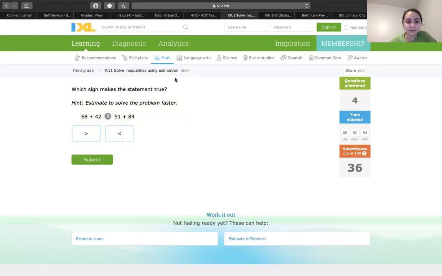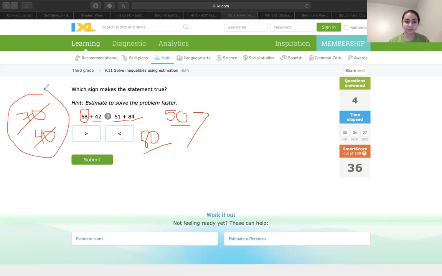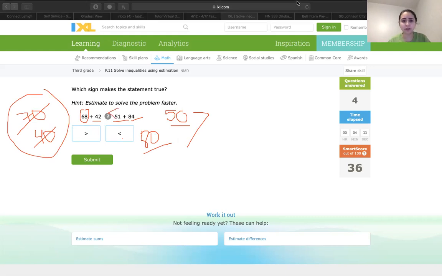Okay, next one. This is close to 70. This is close to 40. Now this is close to 50. And this is close to 80. We don't even need to add. We just have to look at the numbers. 80 is bigger than 70. And 50 is greater than 40. So these two have to be bigger than this. We already know this is bigger.